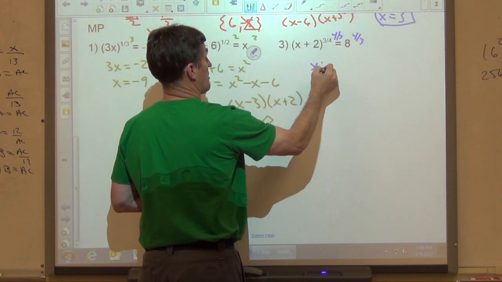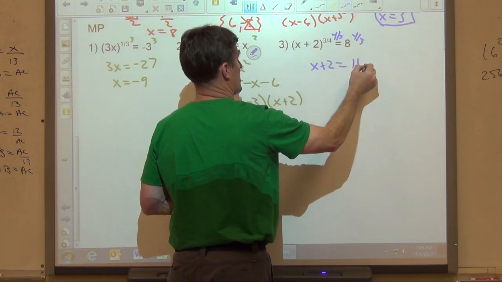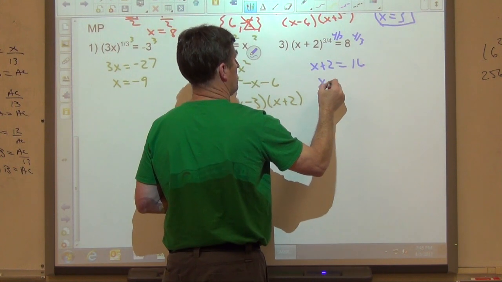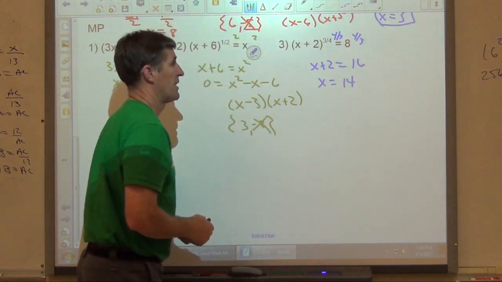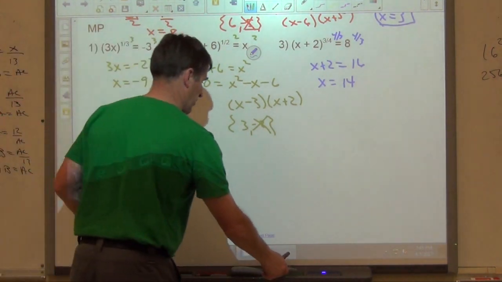And so that would be x plus 2 equals, the cube root of 8 is 2, 2 to the 4th is 16. Subtract 2, x equals 14. And we're done. So hopefully you got those right, and they checked for you.